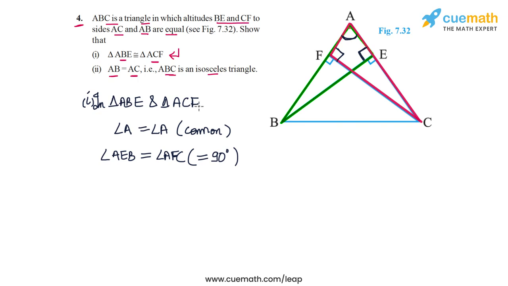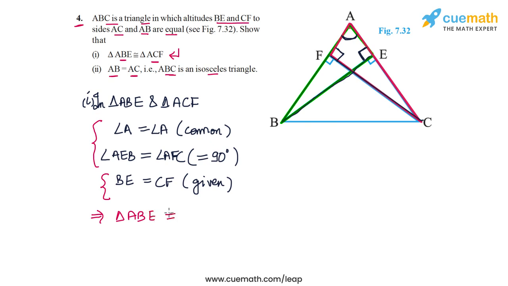So two angle pairs are equal. Also, we are given that the altitudes are equal. So BE from the first triangle is equal to CF from the second triangle, right? So let me write this: BE is equal to CF, because this is given to us. Alright, great. So we have two angle pairs which are equal, and we have a side pair which are equal, and hence we can now claim that triangle ABE is congruent to triangle ACF using the ASA congruence criterion.